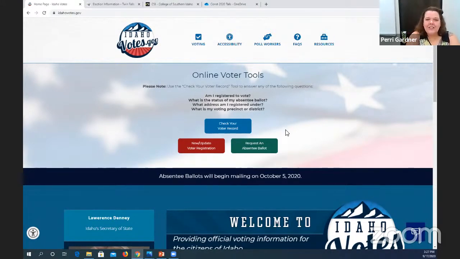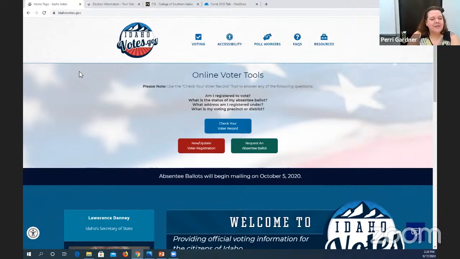And then of course, on election day, you must vote in your precinct. When you check your record link here, you can find out where that is, but it's going to be in your neighborhood, right? So don't come to the county building on election day, make sure you go to the location in your community.